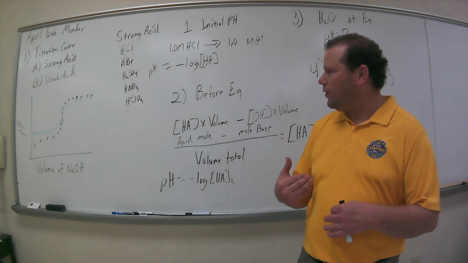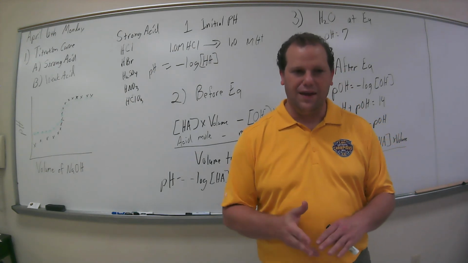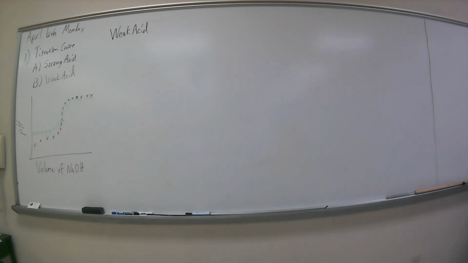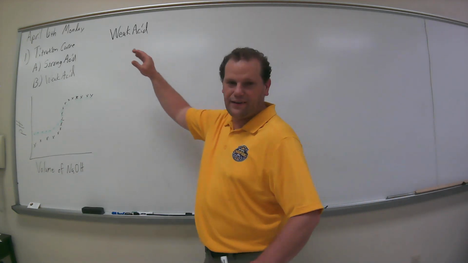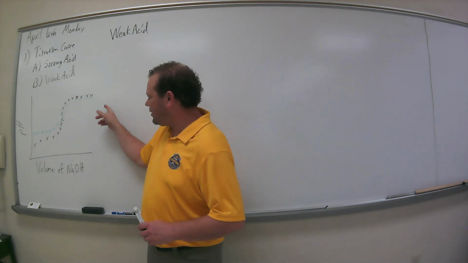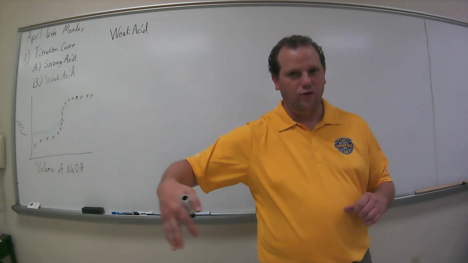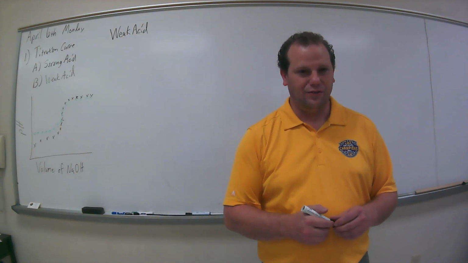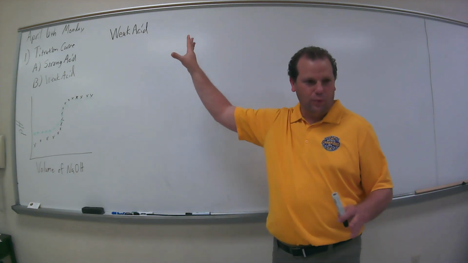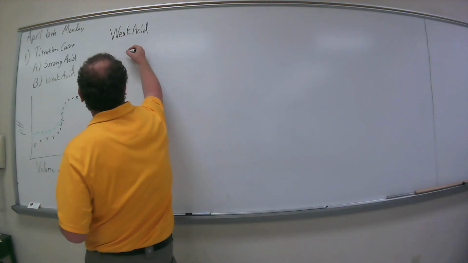I'm going to pause it, set it back up, and we're going to run through these same points with a weak acid. Alright, so let's walk through the different points on our titration curve with a weak acid. Weak acids are all those ones that do not dissociate 100%. So if it's not a strong acid, it's going to be a weak acid, assuming we're talking about acid. So we have some of the same points that we've got to go through.